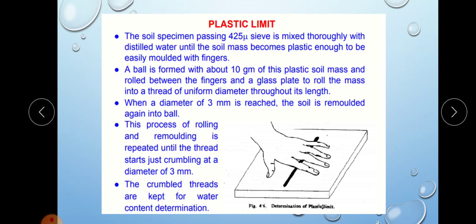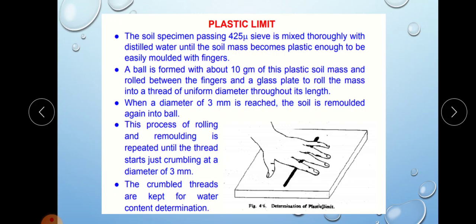So, what is plastic limit? Plastic limit is the water content below which the soil stops behaving as a plastic material. That is, at this water content, the soil loses its plasticity and passes to the semi-solid state. So that is the plastic limit.